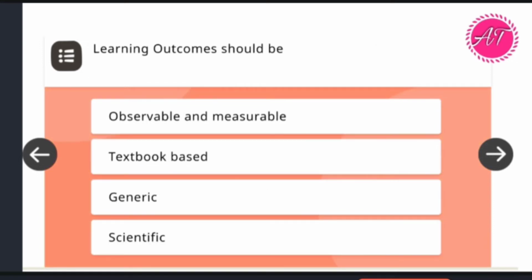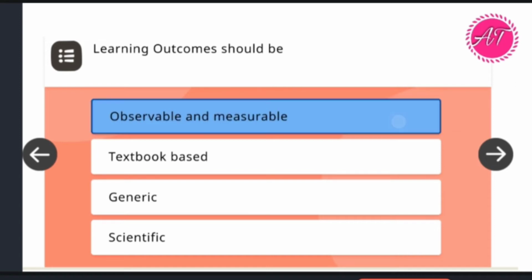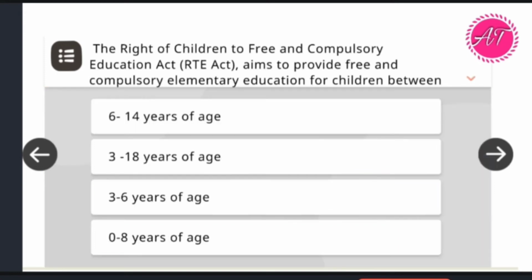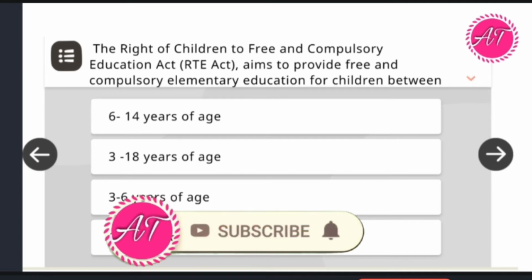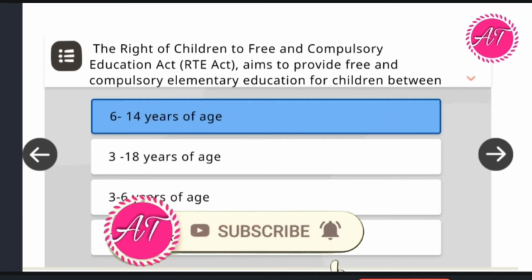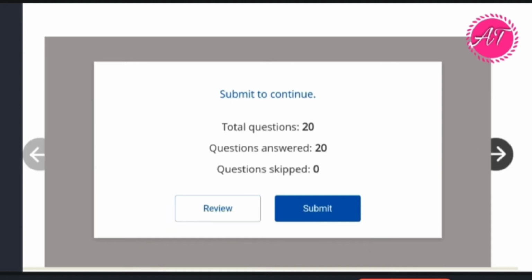Learning outcomes should be. So the answer we have here is observable and measurable. You can click on option 1. Next quiz. The Right of Children to Free and Compulsory Education Act, RTE Act aims to provide free and compulsory elementary education for children between. So the answer we have here is 6 to 14 years of age. So we have done with 20 questions.